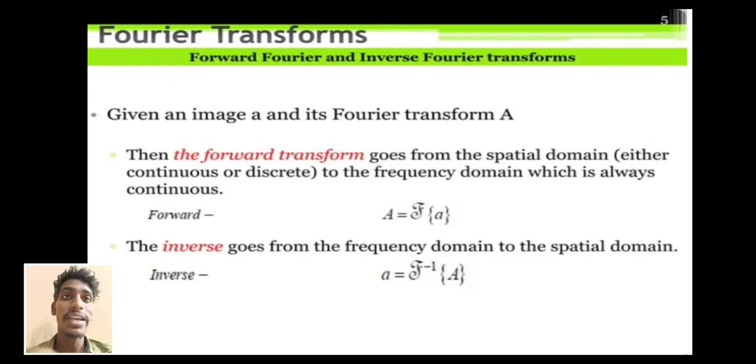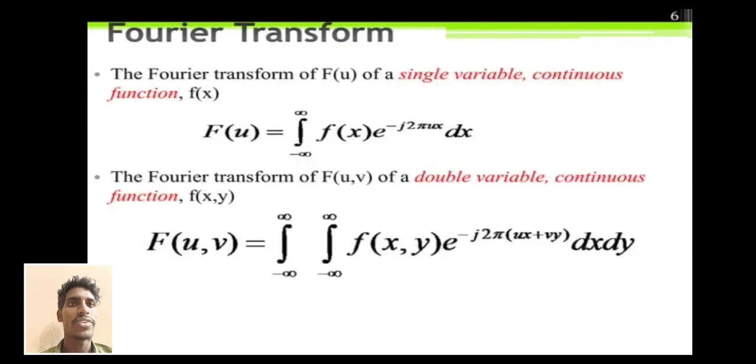And coming to Fourier transform, what is meant by a Fourier transform? Forward Fourier and inverse Fourier transform. Here is your image A and its Fourier transform A. The forward transform goes from the spectral domain to the frequency domain, which is always continuous. That is A equals F of A. The inverse goes from the frequency domain to the time domain. That is A equals F inverse of A.